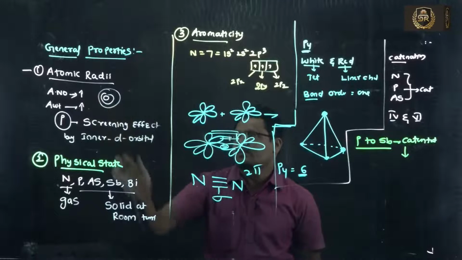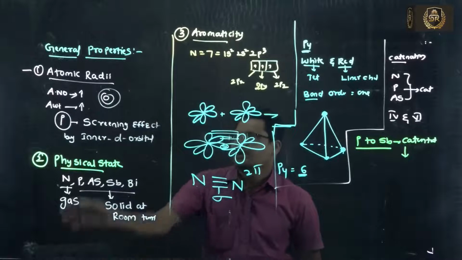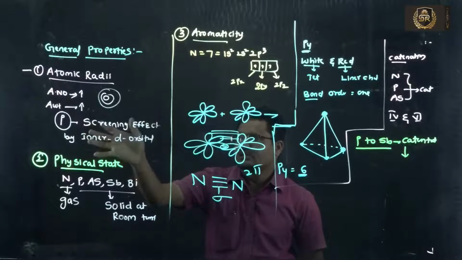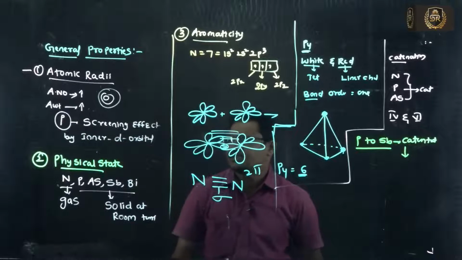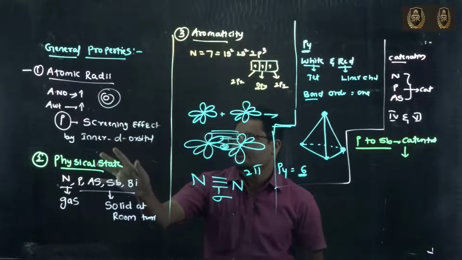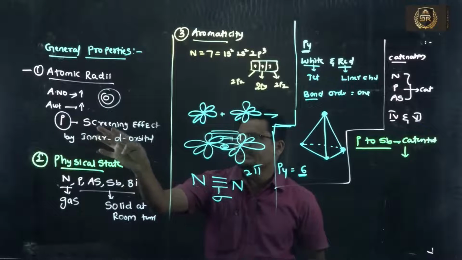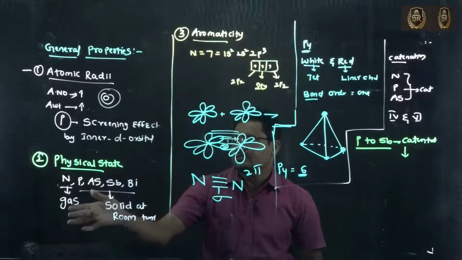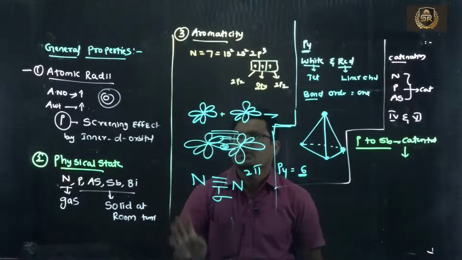Atomic radius from top to bottom, atomic number increases, atomic weight also increases. That means the differentiating electron enters the next higher energy shell, giving less predominant bonding than phosphorus. This is due to the screening effect by inner d orbitals. Physical state: nitrogen is a gas while other elements are solid at room temperature.